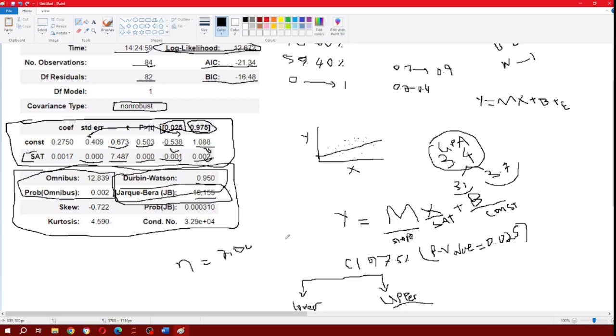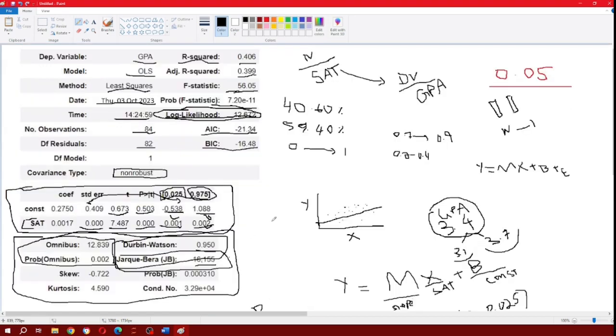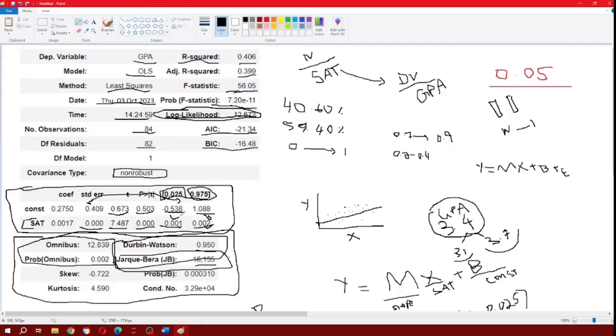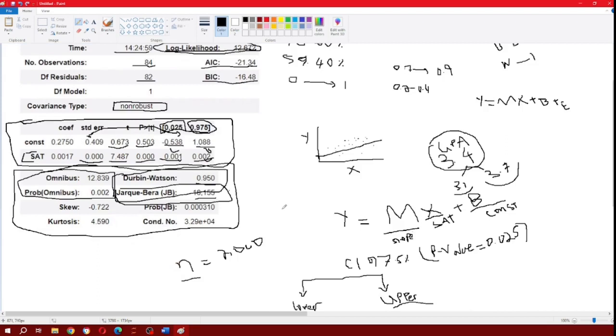the Durbin-Watson test. That's a good test for any data set where n is larger. In this case, n is only 84, so I don't know why Python actually runs this test. Maybe this is not a reliable test to do.